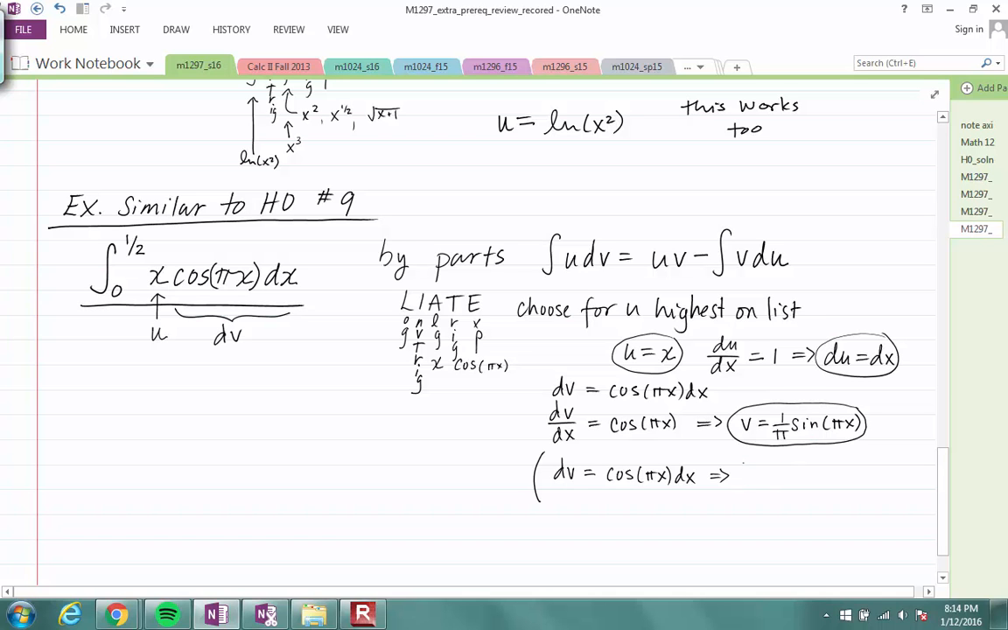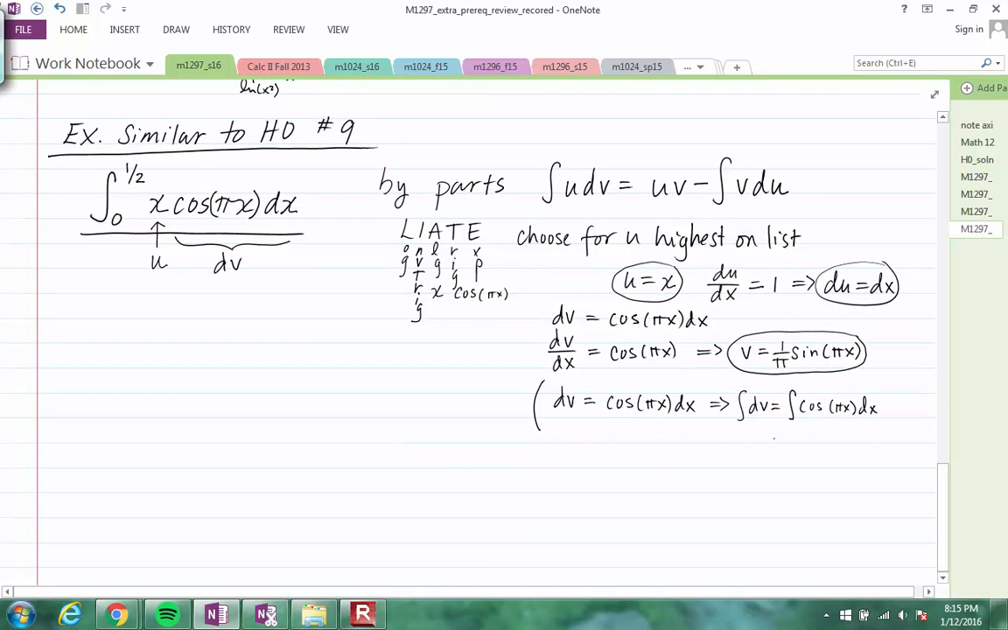So just to show it again, a slightly different way, finding the antiderivative is the same as taking the integral. So a way to think about this is just taking the integral of both sides of that dv equation you started with. And also make a connection here that's important to make. So then the integral of dv is v, so you're getting to your v, and then the antiderivative of cosine of pi x is the same as the integral of cosine of pi x.